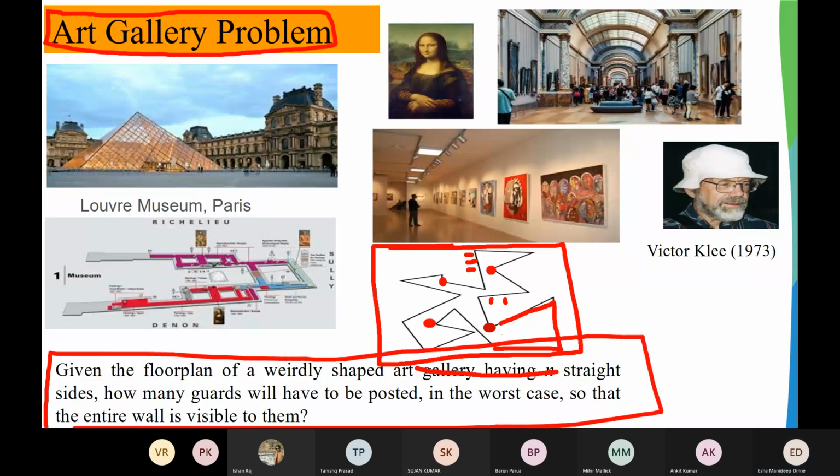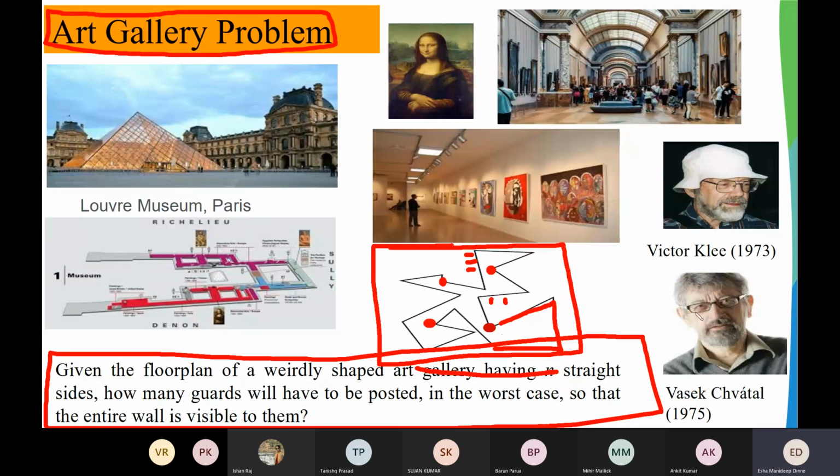You guys understood this. Now, this problem was originally posed by Victor Klee to Vasek Chvátal. He posed it in 1973 and Chvátal solved it in 1975. The answer was floor of n by 3. So what is n by 3? There are some floor plans such that you'll require at least this many guards. There exist some polygons such that you will require this many guards, and for any polygon, this many guards should suffice.